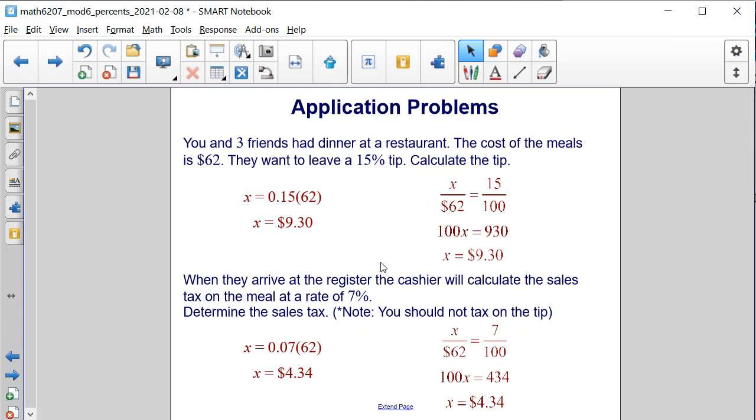And as we can see on this slide, we did get a tip of $9.30 that we would need to leave. And it's done using the equation method and the proportion method. Similarly, the sales tax of $4.34 was also calculated in both methods.